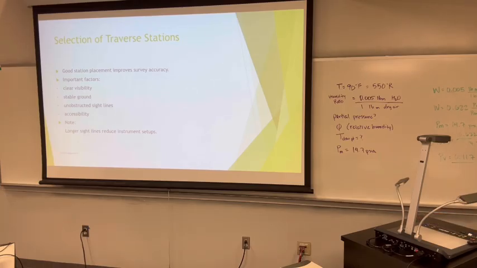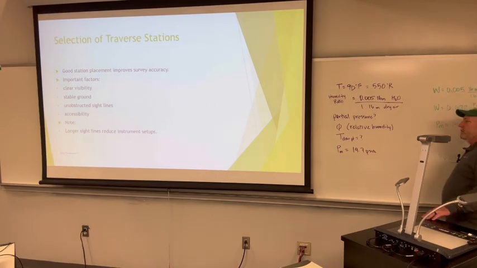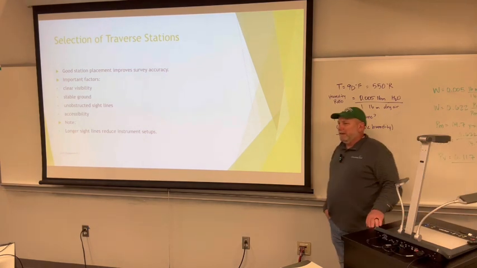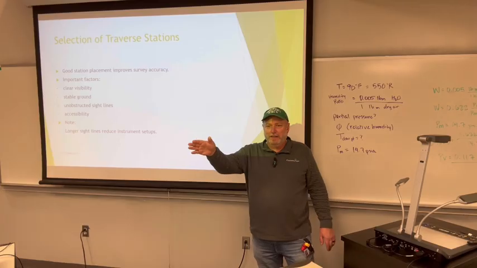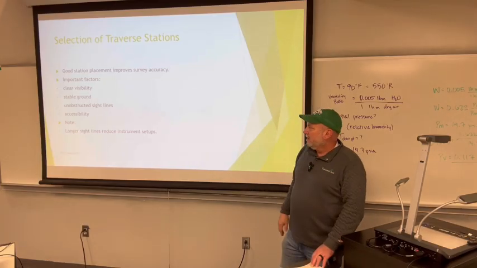Good station placement improves survey accuracy. Some important factors are clear visibility, stable ground, unobstructed sight lines, and accessibility. Clear visibility, in an ideal world, is wide open, there's nothing around you, and you have a clear line of sight to your foresight or backsight.